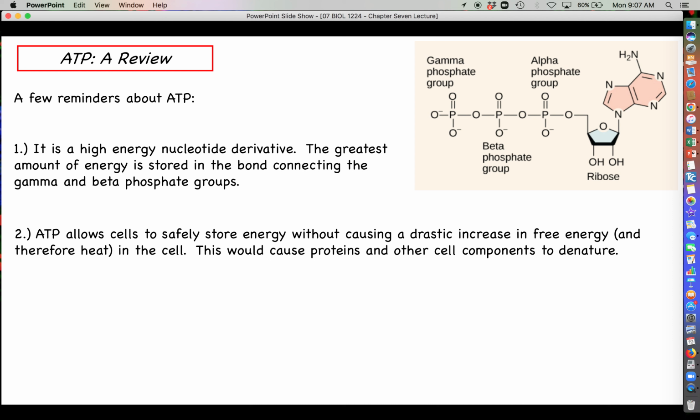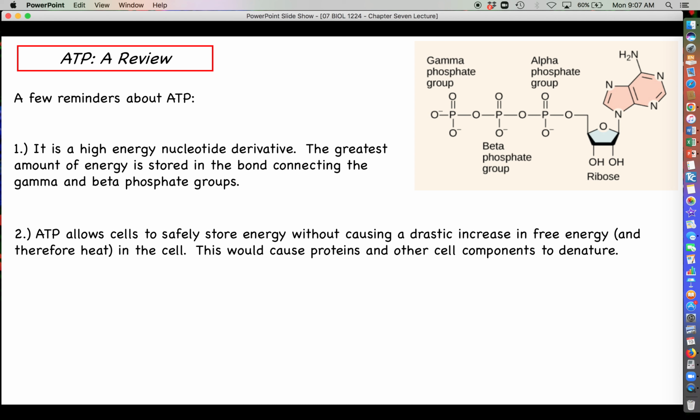ATP allows cells to safely store energy on a very short-term basis without causing a drastic increase in free energy and heat in the cell. That would be a disaster if we were not storing up our energy for later use. We've seen before that ATP is not a good long-term energy storage solution, but it is some type of energy storage that we can make use of.